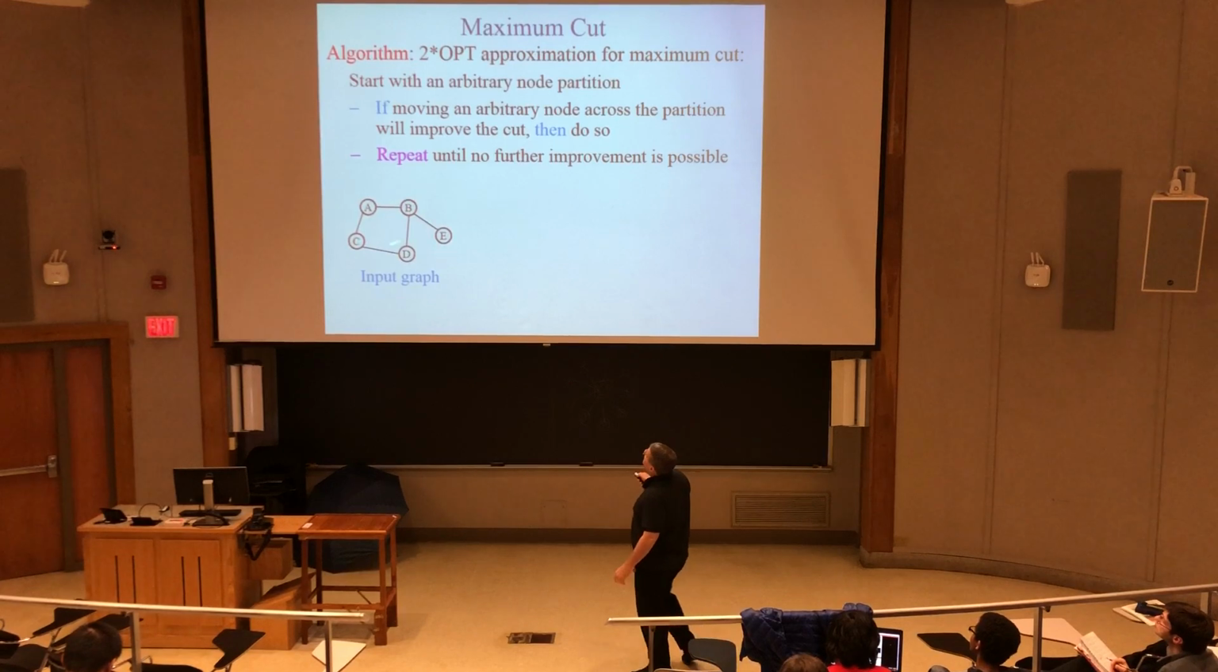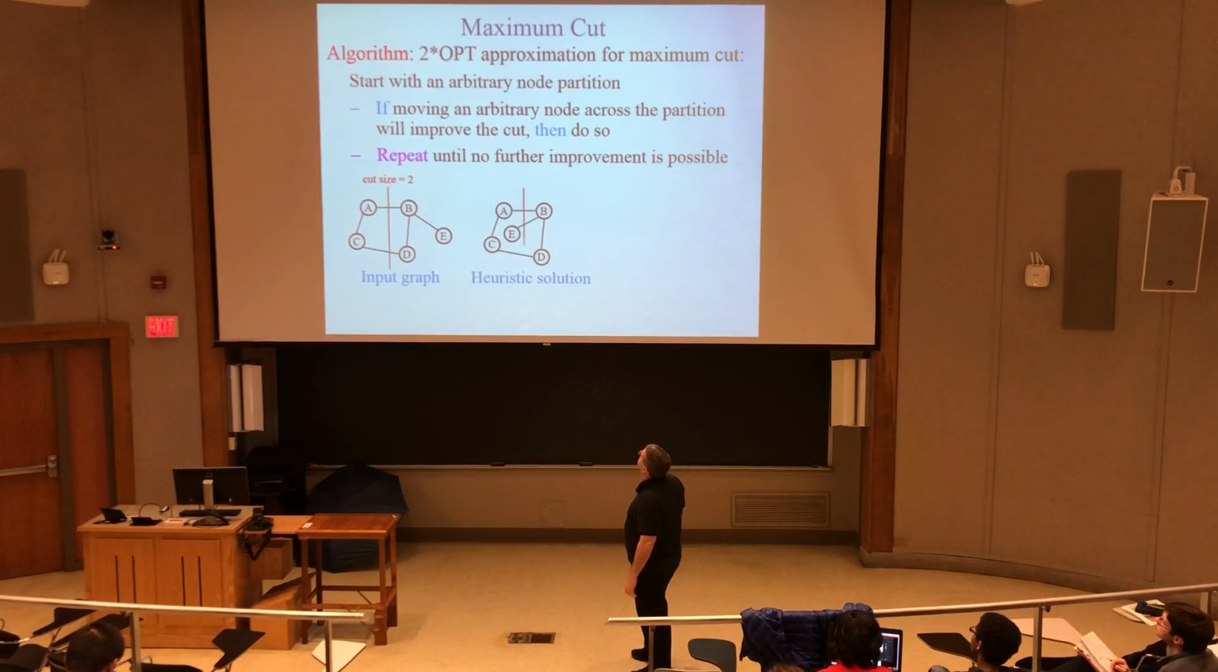So for example here, start with a random partition, right? I don't care which. Cut size is 2. And then find a node to flip. So for example, we flip the E across, and that increases the cut size from 2 to 3, because now 3 edges cross the red cut.